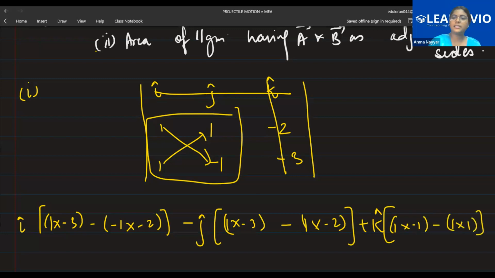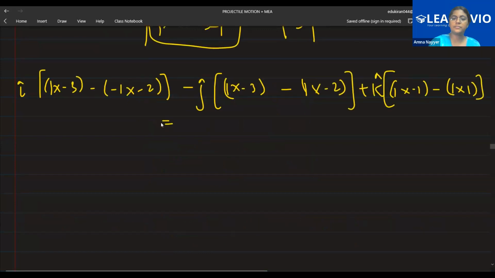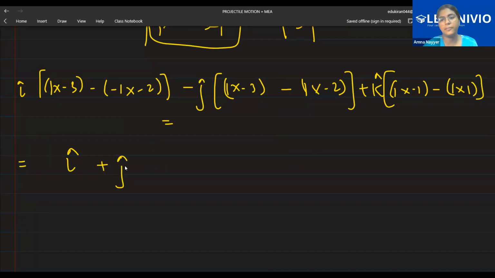So we get, what do we get? This is equal to -3, right? This is -3. This is 2. So 3 minus 2 is 1, I cap. This is -3. This is -2. Minus minus plus. So -3 plus 2 is -1. -1 into minus J cap is plus J cap. Last one, -1 -1 is -2 K cap.